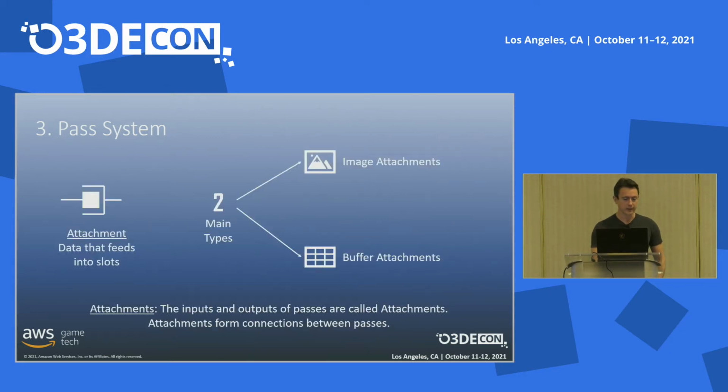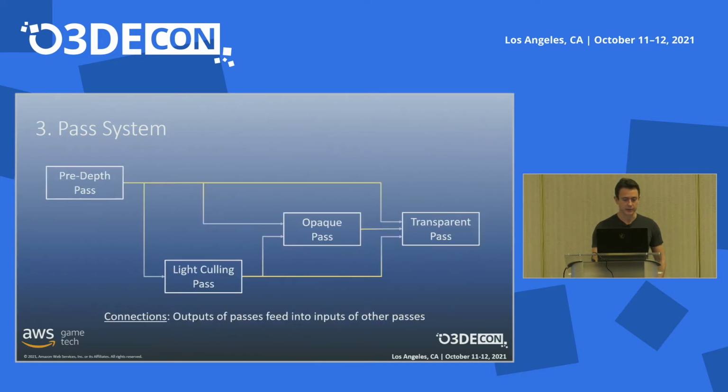These slots are populated by what we call attachments. Attachments are essentially the data that feed from one pass into another. We have two main types of attachments, image attachments and buffer attachments. And to illustrate how they flow from one pass to another, here's this transparent pass with the inputs illustrated.